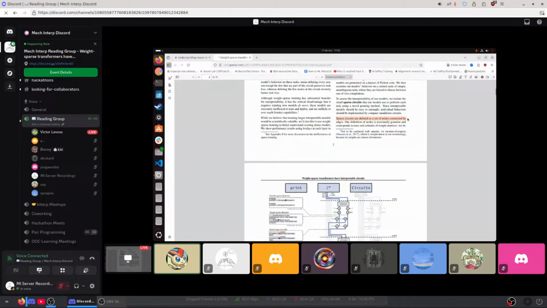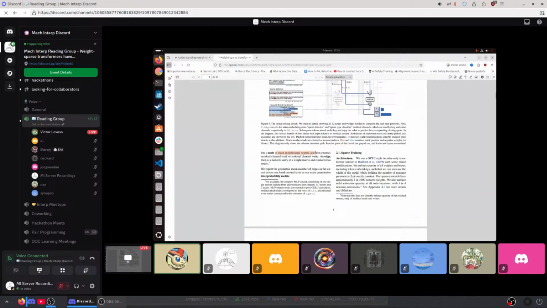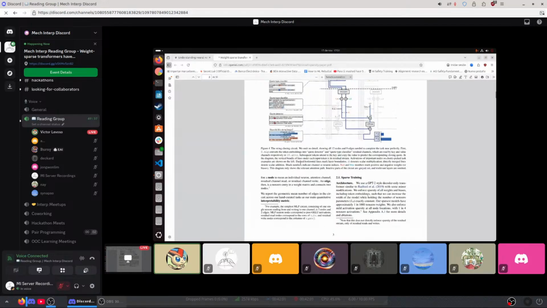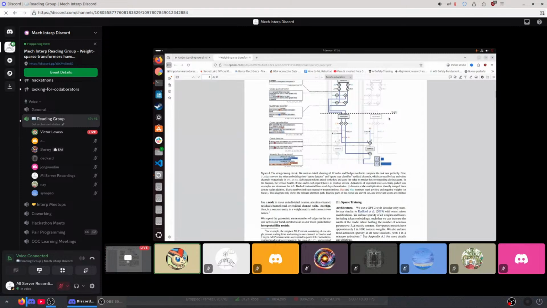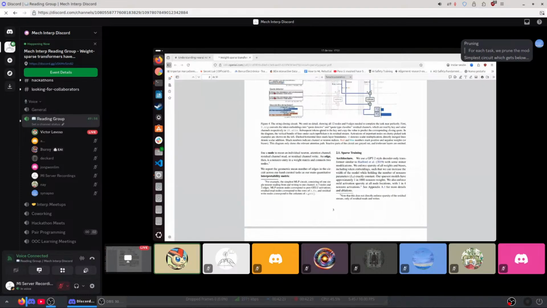Sparse circuits are defined as a set of nodes connected by edges. They define a node to mean an individual neuron, attention channel, or residual channel. Makes sense. An edge is then a non-zero entry in a weight matrix that connects two nodes. So basically, anything where you do some operation and get some vector at the end, nodes are the things you get, and edges are the weights that produce that part of the resulting vector.